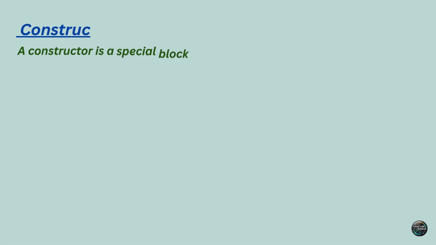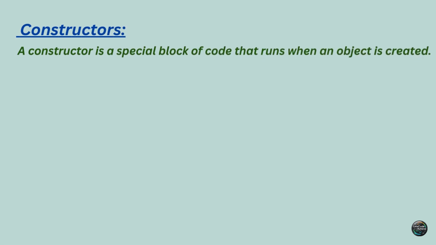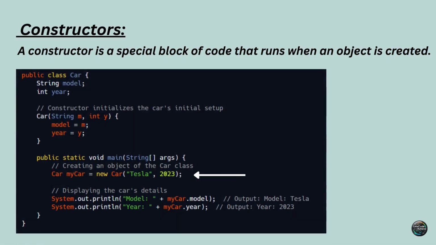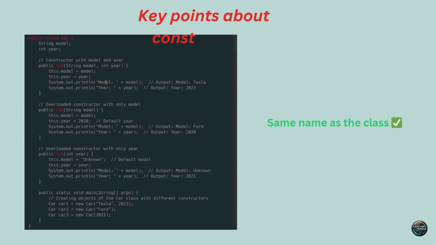Let's start with constructors. A constructor is a special block of code that runs when an object is created. It sets up the initial state of the object, like assigning default values or running startup logic. Here is a basic example in Java. The constructor runs, setting model equals to Tesla and year equals to 2023. No need to call it manually. It's automatically called when the object is created. Cool, right?